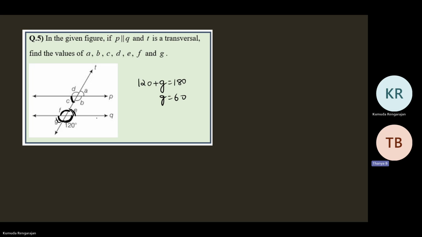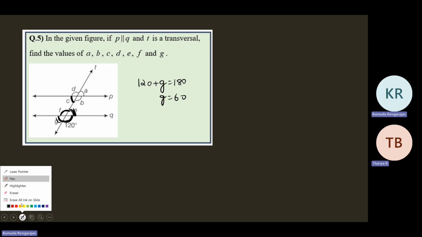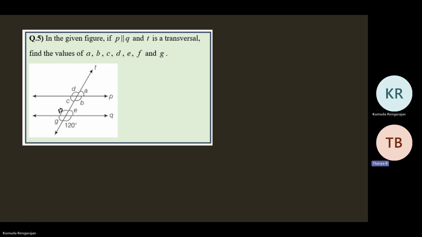120 degrees. No, E is 60 degrees, right? One minute. Oh, yeah, 60 degrees. I got confused. C is equal to 60. Reason? Because C and E are alternate interior angles. What about B and F? B and this angle F.